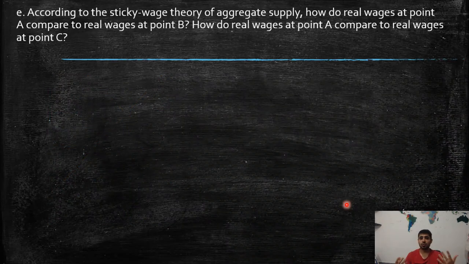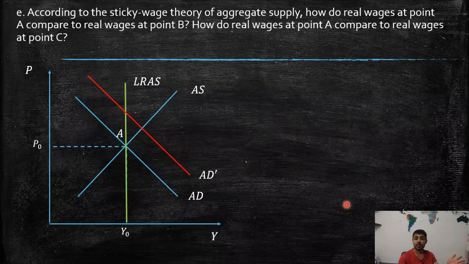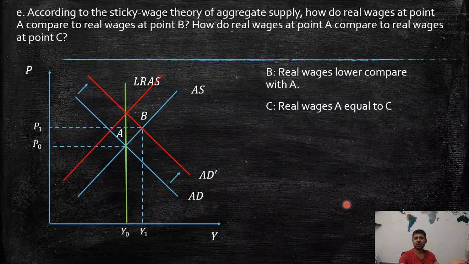According to the sticky wage theory of aggregate supply, how do real wages compare? So exactly the same question, but based on real wages. Well, basically in the B part, the real wages are lower compared with A because you're still receiving exactly the same quantity of money. However, you cannot purchase exactly the same goods. So definitely the real wages are lower. But in C, the real wages are exactly equal from A to C.